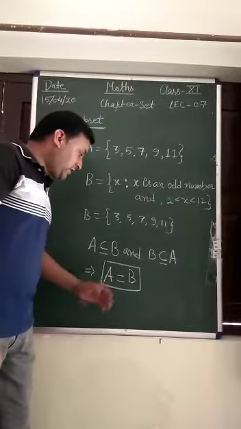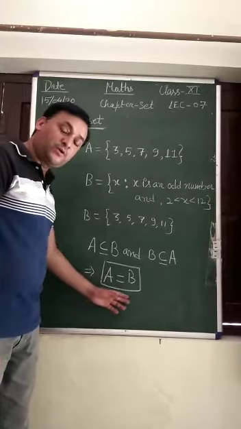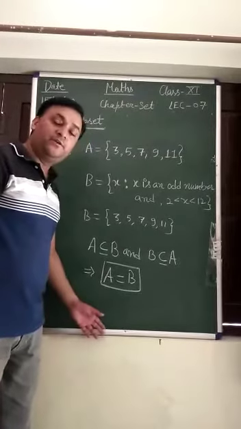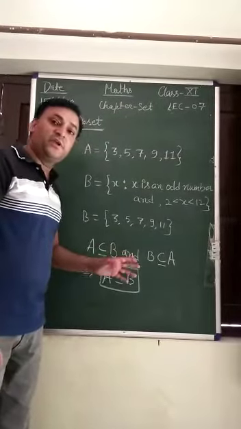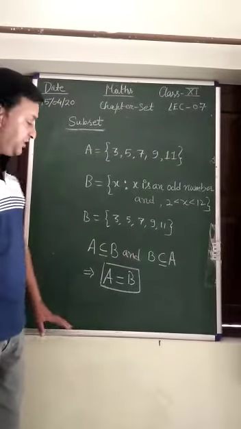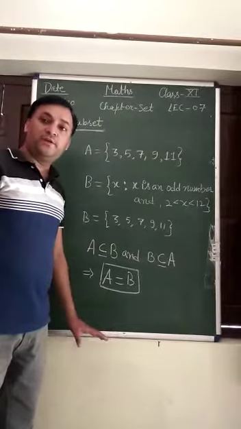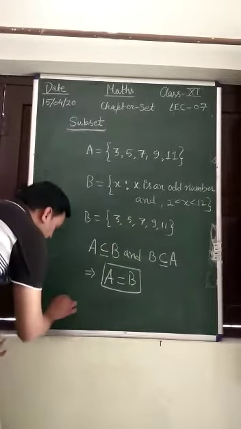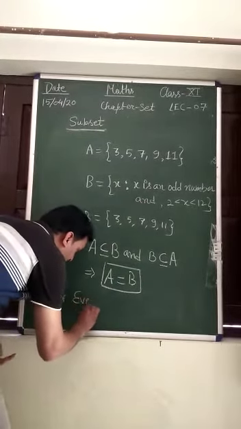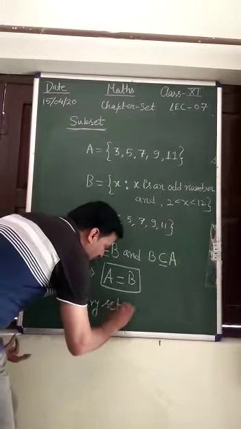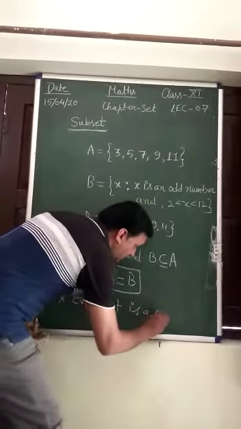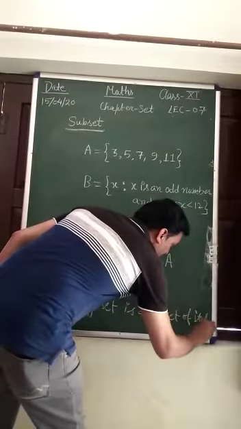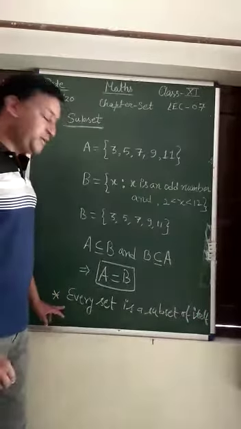Now what is the conclusion from this result, A equals B? From this we conclude that every set is equal to itself. Every set is equal to itself. So we can say every set is a subset of itself, students. So this is a very important point.